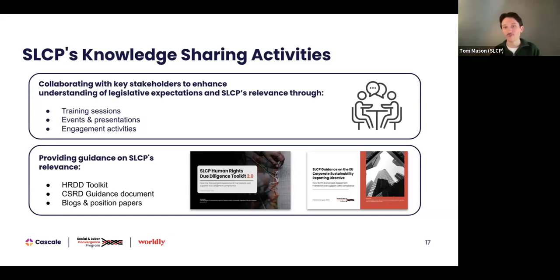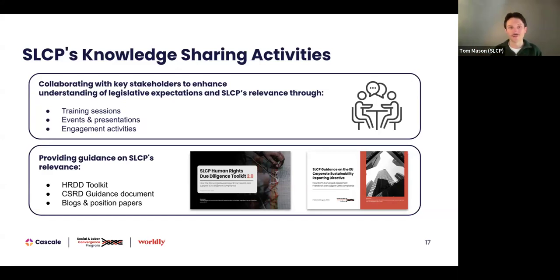These are what we do to try and ensure that we can help filter through key pieces of information coming in the context of legislation. We undertake training sessions. We also conduct events and presentations, and also engagement activities with our stakeholders in our supply chain. And we do this with Cascale and Worldly as well. And we're definitely looking to do more of this next year, particularly around our manufacturer base. So stay in touch and keep an ear out for more information there.